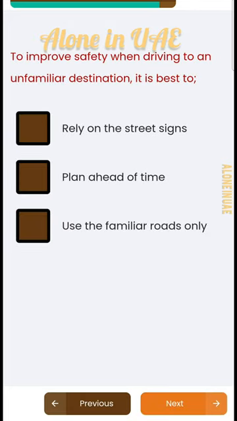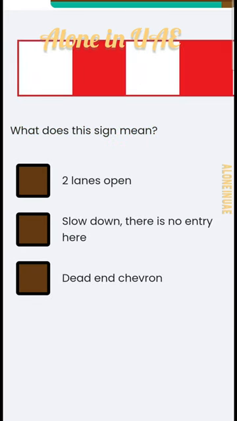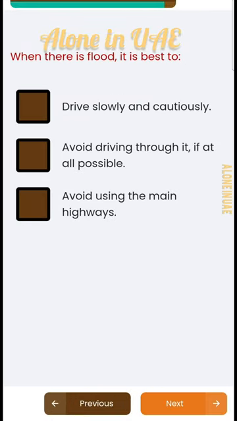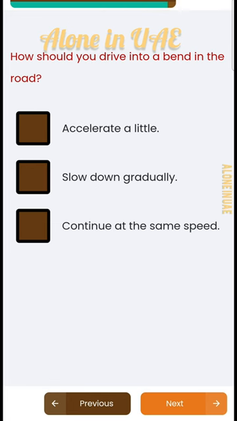To improve safety when driving to an unfamiliar destination, it is best to... Which of the images is the correct application of the 2-second rule? What does this sign mean? When there is a flood, it is best to... What does this sign mean? How should you drive into a bend in the road?